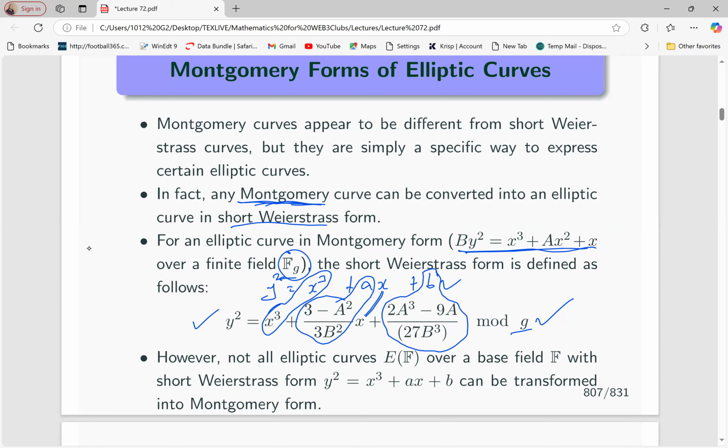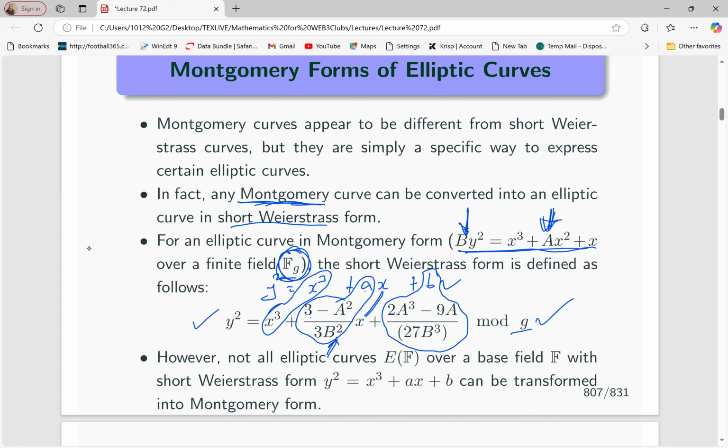So our finite field is Fg. So this is how we will be calculating A. It's just 3 minus this A squared, out of this B squared times 3. That gives us our A.